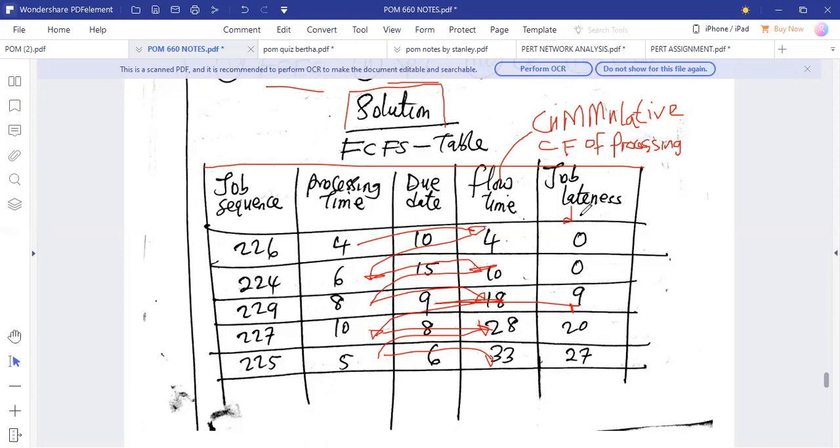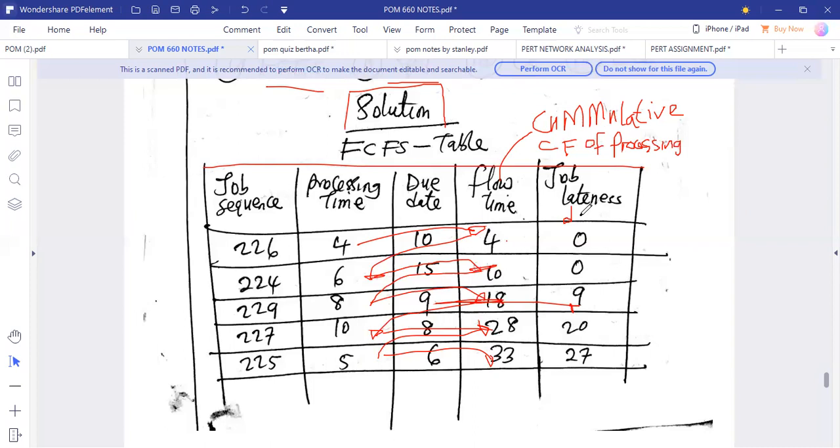What's the purpose of the flow time? Okay, so the purpose of the flow time is we are just accumulating to find the aggregate time, in fact, the total time that is required for an individual or an employee to finish working on all the tasks that he or she has been given. Is that clear? So this means this employee is doing all the jobs here, 226, 224. That's why we are finding the cumulative flow time.